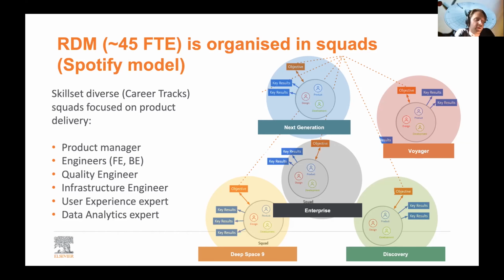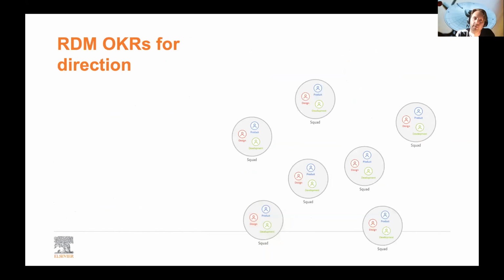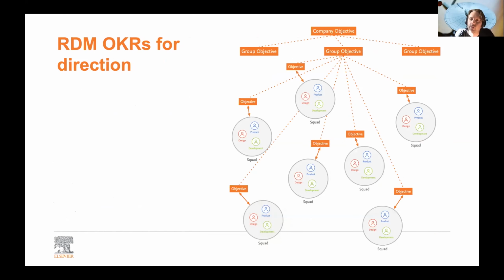So now the interesting question is how do we help these squads align internally, as well as within each other, and then also within the Elsevier mission and vision, because that is an interesting thing to go into. And that's what I'm going to try to explain to everyone. So you saw the previous one. RDM, OKRs for direction. This is a simple overview of how we basically break it down. So you have the company objective, you have the group objective, and then you have your objective per squad.